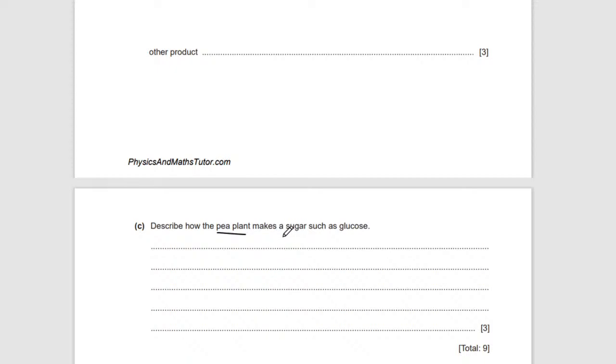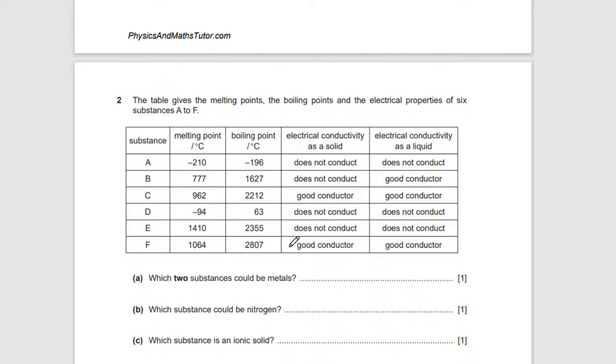Okay, so glucose is also a type of sugar. Okay, so we move on. Number two, it says that the table gives the melting points and the boiling points and the electrical properties of six substances A to F. Name two substances that could be metals.